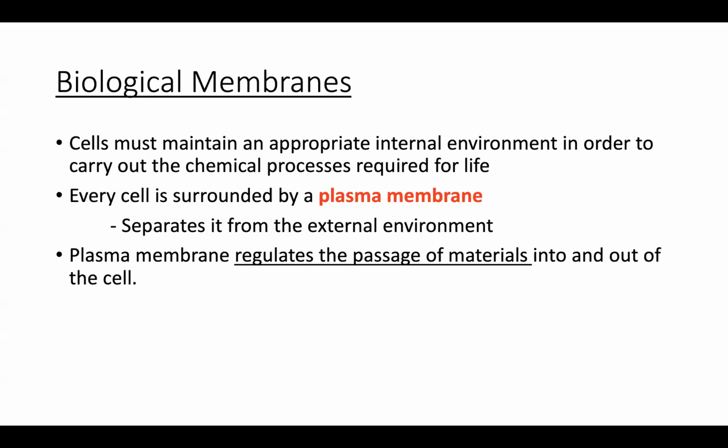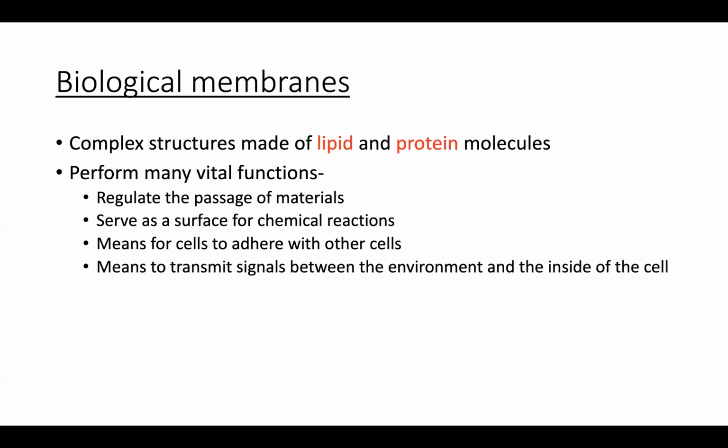It's going to regulate the passage of materials into and out of the cell. We want certain things to come into the cell: nutrients, water, gases, oxygen, and so forth. And we also want things to be able to exit the cell, okay? Waste products and so forth. And so the plasma membrane plays an important role to facilitate those processes.